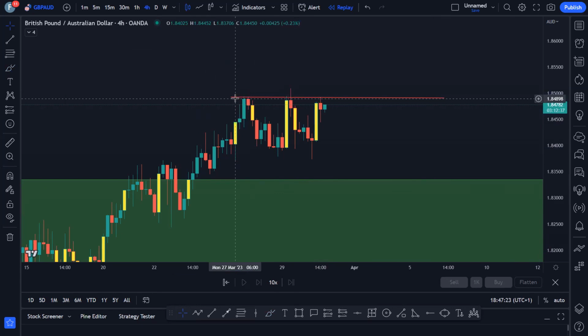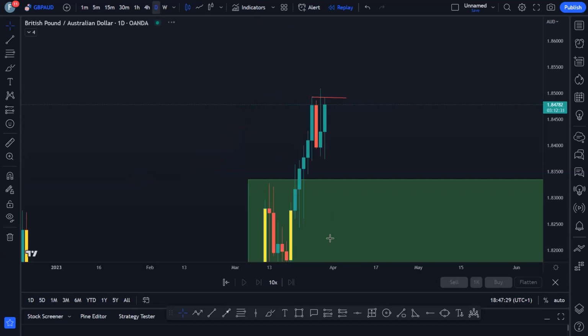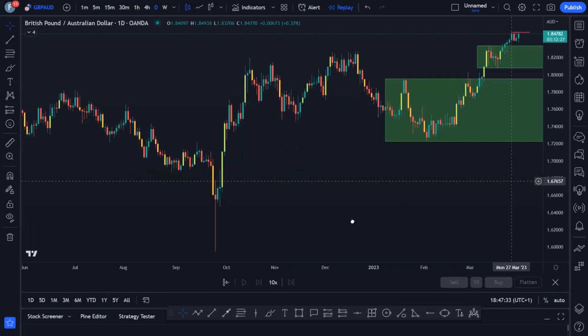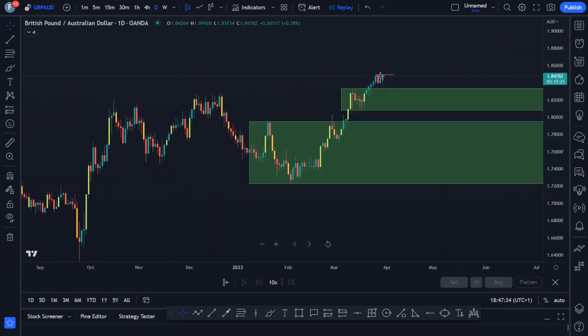So ideally, what I want to do is, I don't recommend that, the structure of the daily is a bit clear, all right? So what we can do is wait for price to retrace into the zone, and then we look for buys, all right? If price is going to retrace, we're also going to know.